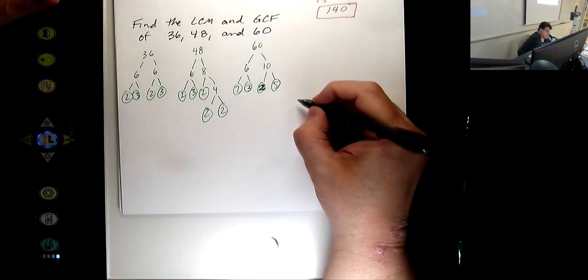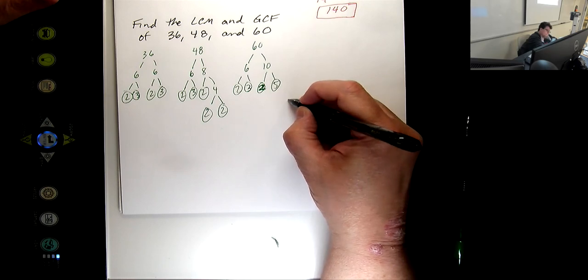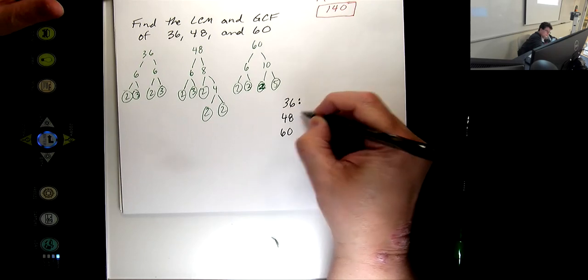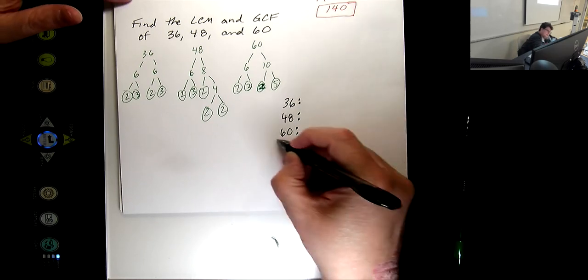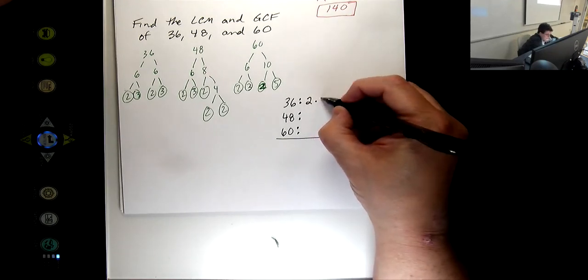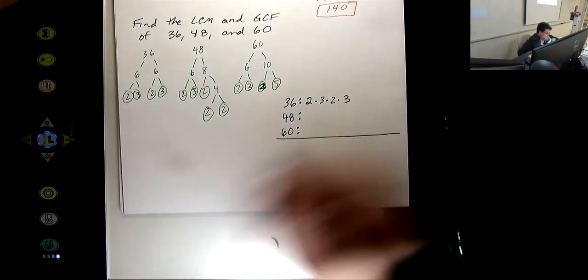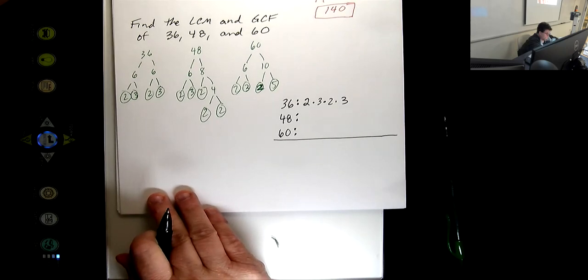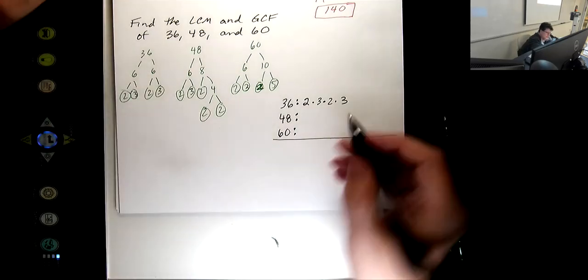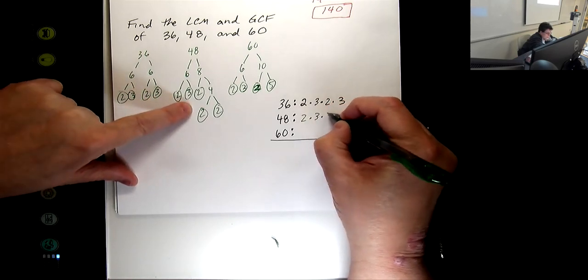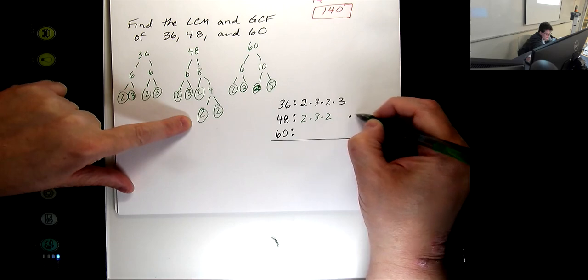So what I'm gonna do is I'm going to write those up. And I hope I gave myself enough room to the right. I'll just write them as a seam. 2 times 3 times 2 times 3. That's my 36. 48: I got a 2 and a 3, and another 2. And I need 2 more 2s and I don't have them, so I gotta make more columns.